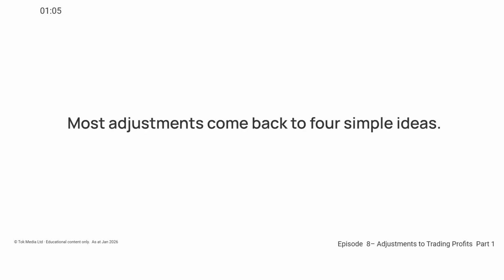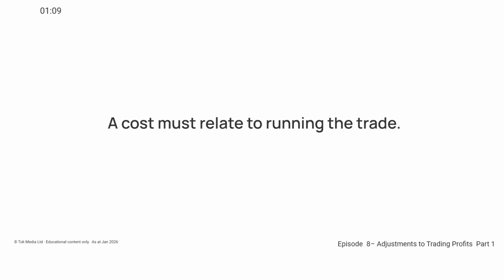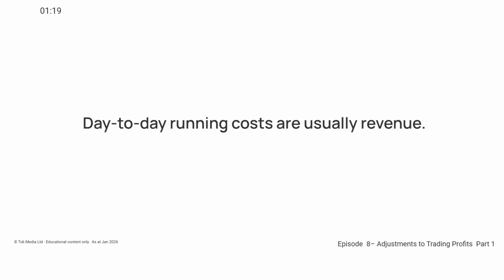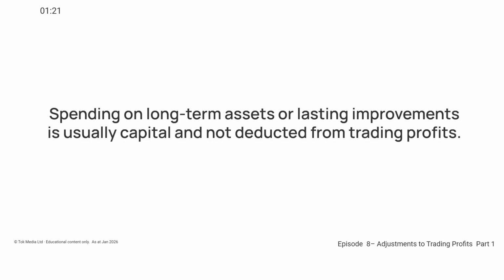Most adjustments come back to 4 simple ideas. Purpose. A cost must relate to running the trade. If it has a personal or non-trade purpose, it may be blocked. Second, capital versus revenue. Day-to-day running costs are usually revenue. Spending on long-term assets or lasting improvements is usually capital and not deducted from trading profits.